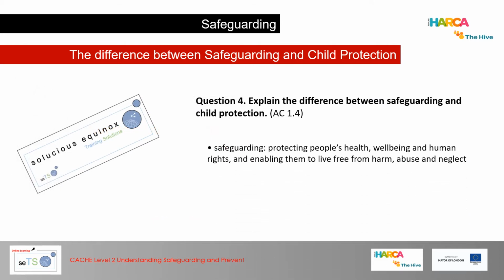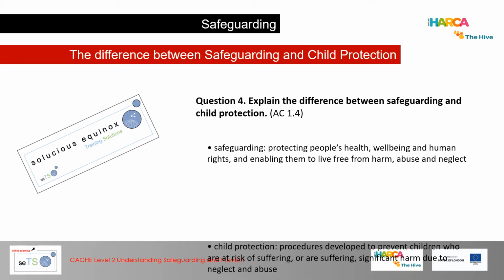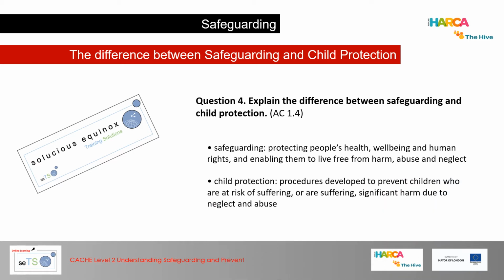Question 4 is asking you to explain the differences between safeguarding and child protection. So remember, safeguarding is about protecting people's health, well-being and human rights and enabling them to live free from harm, abuse and neglect, whereas child protection are procedures developed to prevent children who are at risk of suffering or are suffering significant harm due to neglect and abuse.